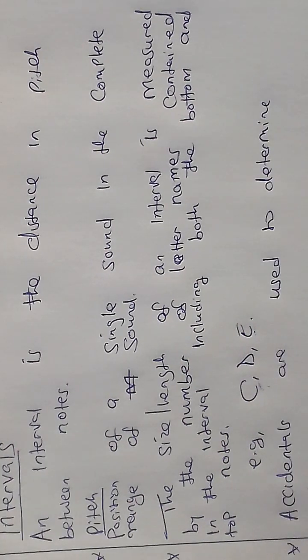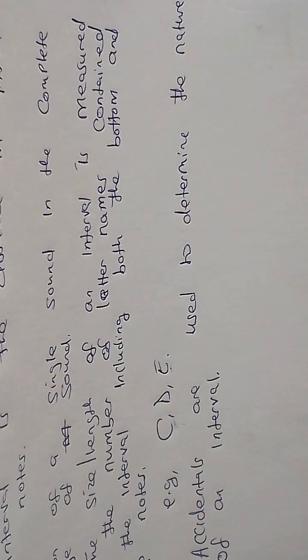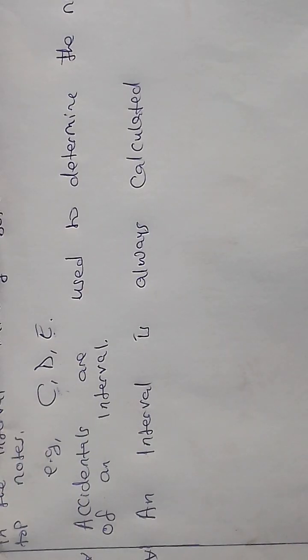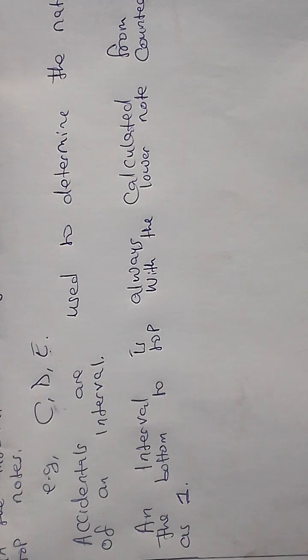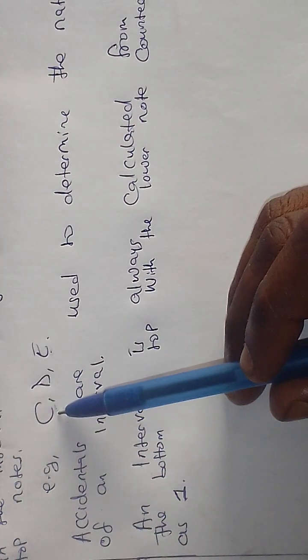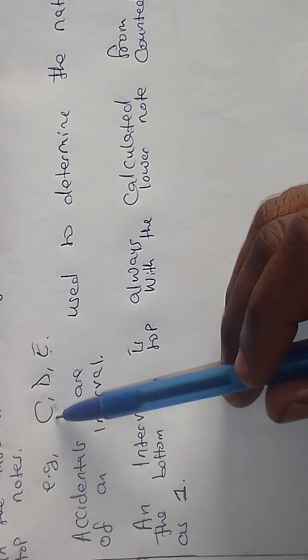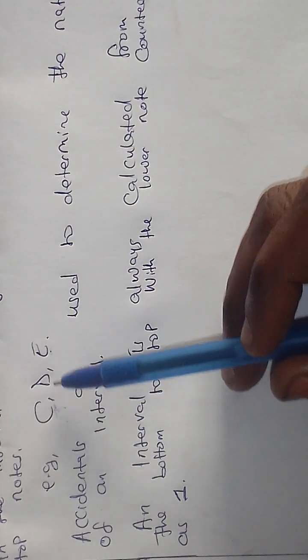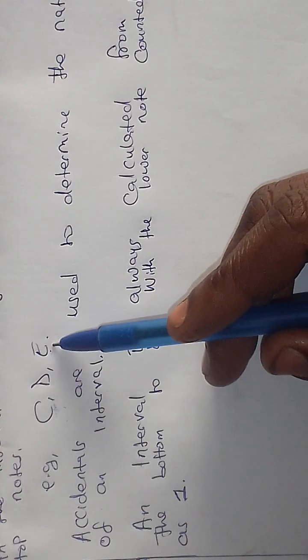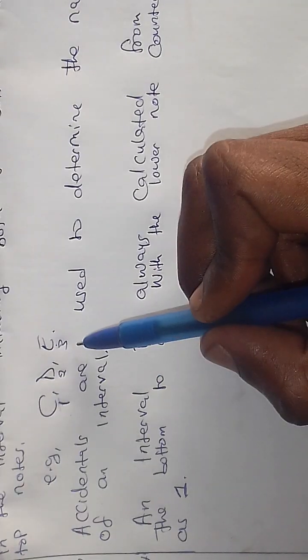Accidentals are used to determine the nature of an interval, which we will see much later. So an interval is always calculated from bottom to top, with the lower note counted as 1. The way we have seen in our example, the lower note in our case is C, so we count C as 1, D as 2, and E as 3. Therefore, our interval is a third.